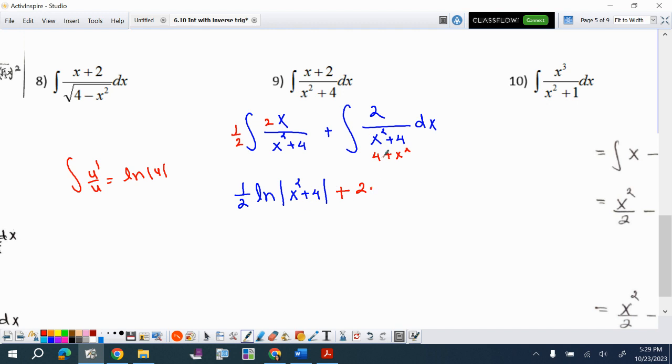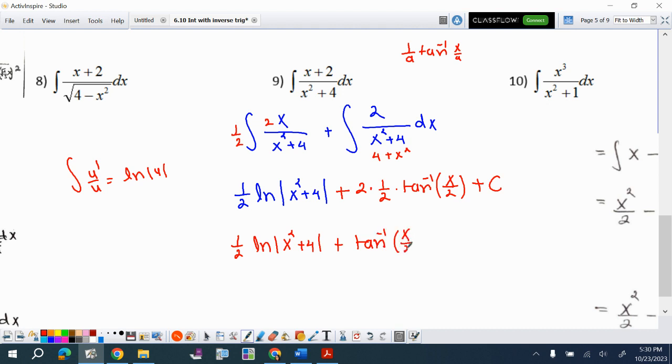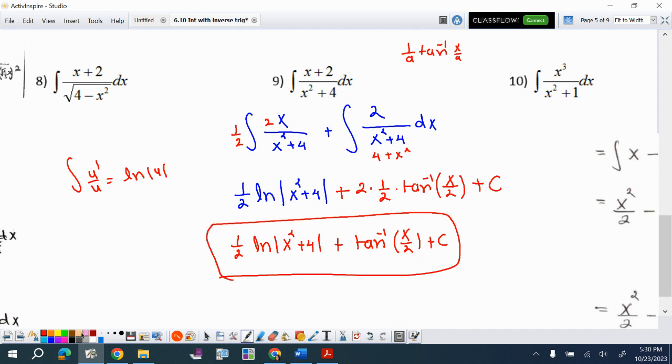So the 2 is separate. Now remember the formula is 1 over a tangent inverse x over a. So this a is a 2. So 1 half tangent inverse x divided by 2. And don't forget c. So the final answer is 1 half ln x square plus 4 plus tangent inverse x over 2 and c. Another very interesting question.